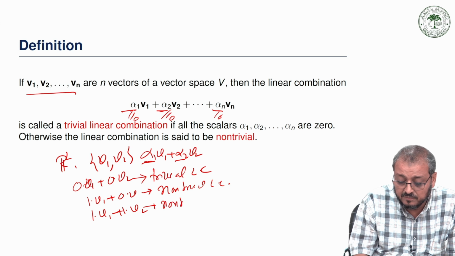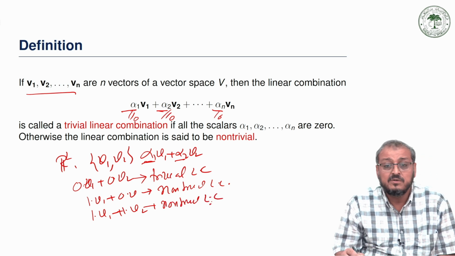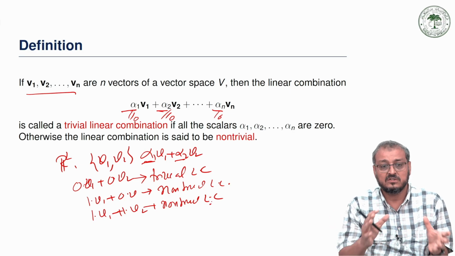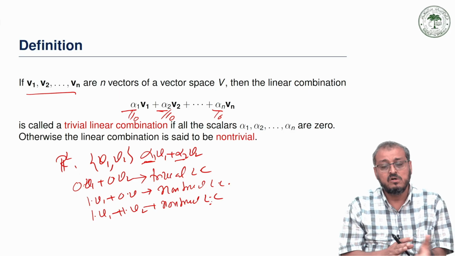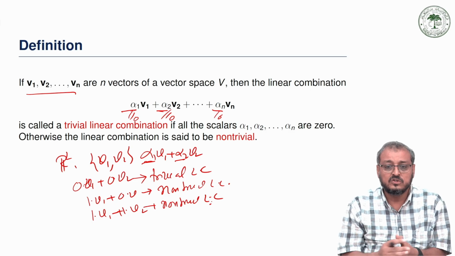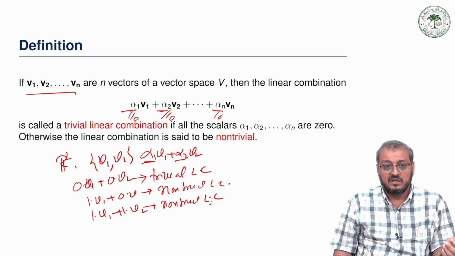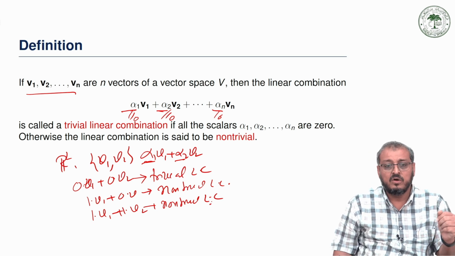Or 1 into V1 plus 1 into V2 is also a non-trivial linear combination. So simply, whenever all the scalars are equal to 0, that is 0 V1, 0 V2 and so on up to 0 Vn, it is called a trivial linear combination. If any one of the alphas is not equal to 0, it is a non-trivial linear combination, or if all the alphas are non-zero, it is also a non-trivial linear combination.